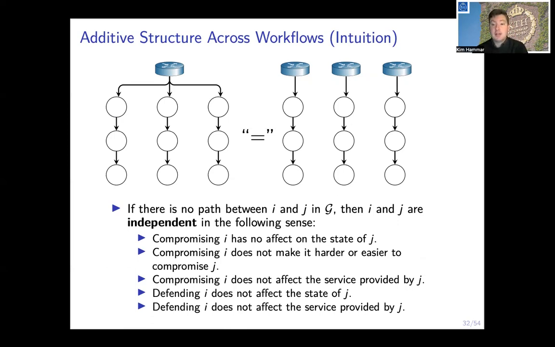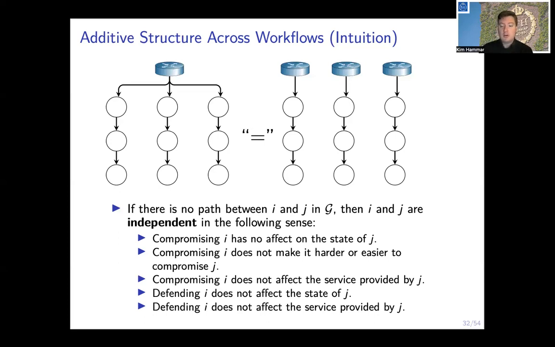The second thing, which is not as clear, but it's also true, is that if the attacker is successful in compromising the node, it won't make it any easier or harder for the attacker to reach the other node. And that is because there's no path in between them. And by a similar way of reasoning, if the defender defends one of the nodes, that will not impact the service or the state of the other node.